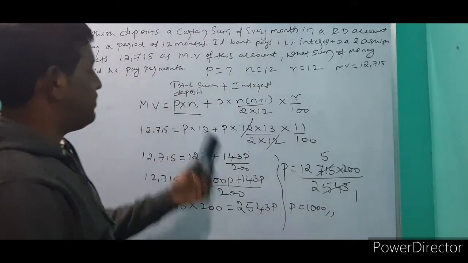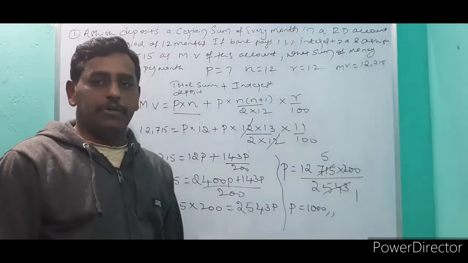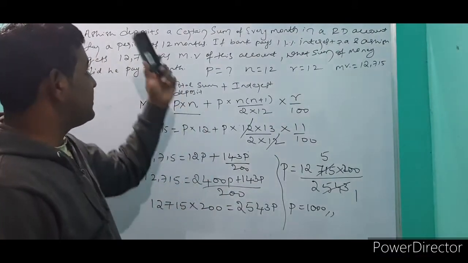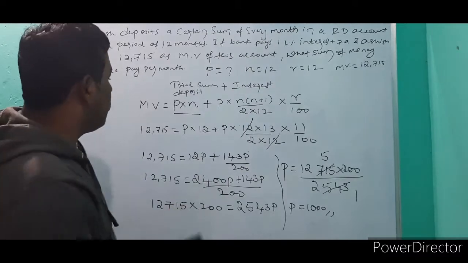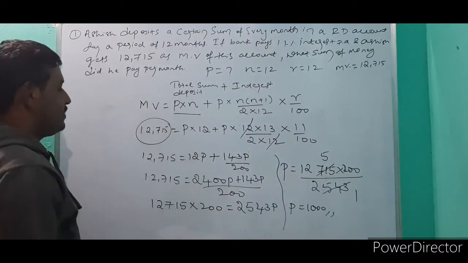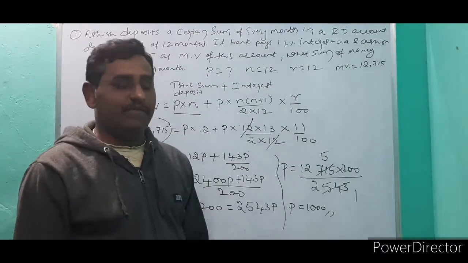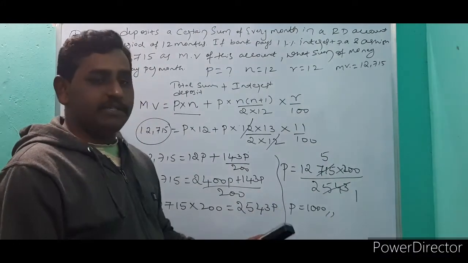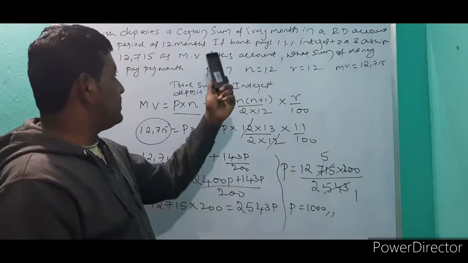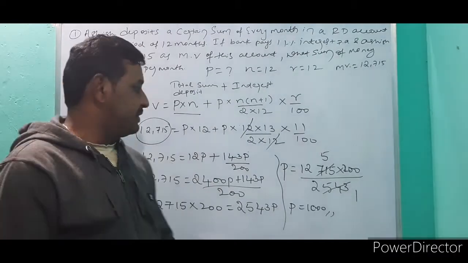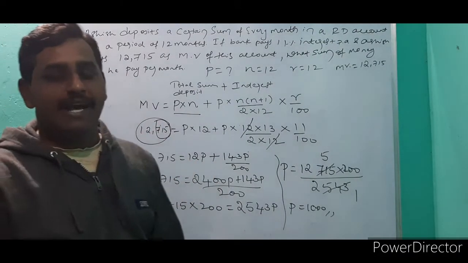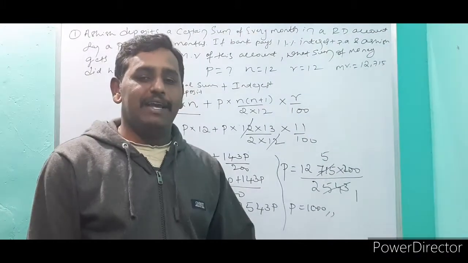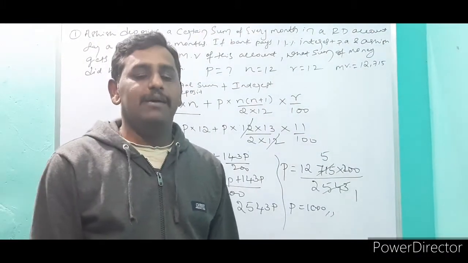How much does Ashish pay for each month? 1000 rupees. If he pays 1000 rupees each month for 12 months, and the bank pays 11% interest, how much maturity value do we get? 12,715. How much did he deposit? 1000 per month for 12 months means 12,000 he deposited. How much extra is the bank paying? 715 rupees as interest. So like this we are going to solve the problem.